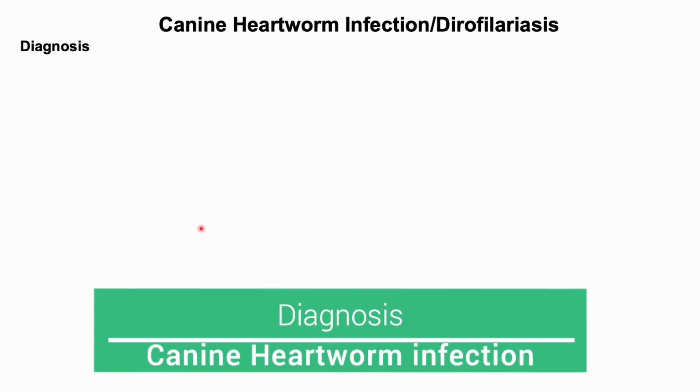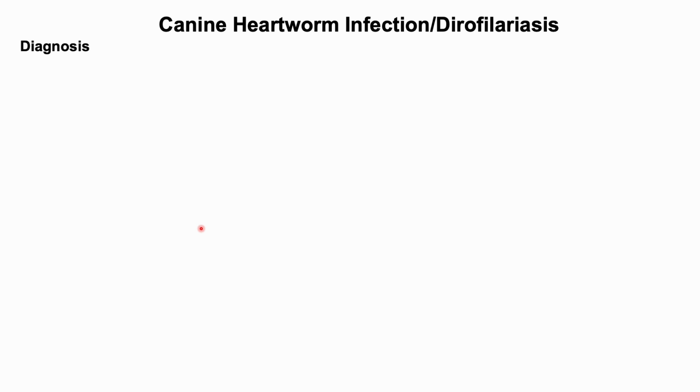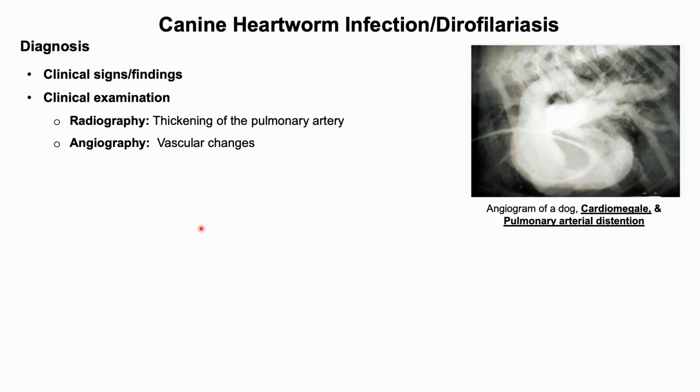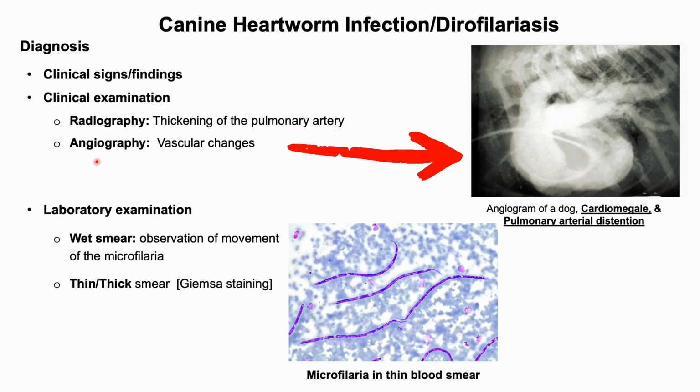Diagnosis of canine heartworm infection or Dirofilariasis. The disease can be diagnosed based on the clinical signs that I have already discussed. Radiography may reveal thickening of the pulmonary artery. Angiography may also be used to demonstrate more vascular changes. The simplest way to diagnose this infection is to examine blood smears.